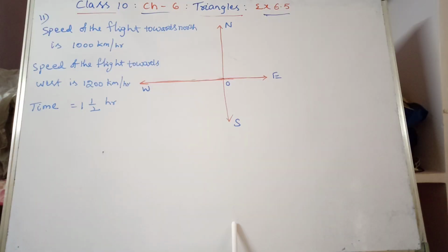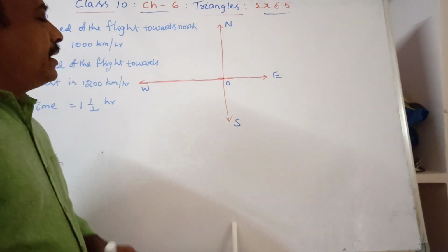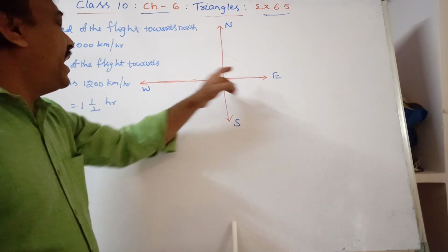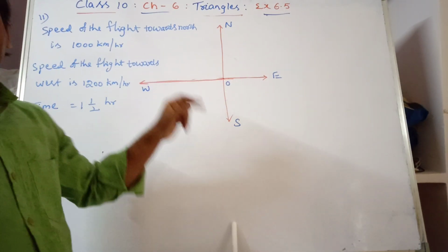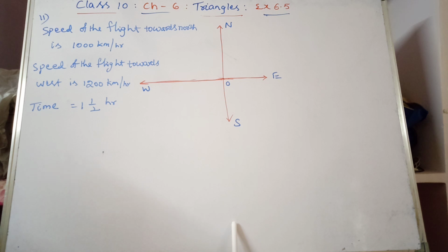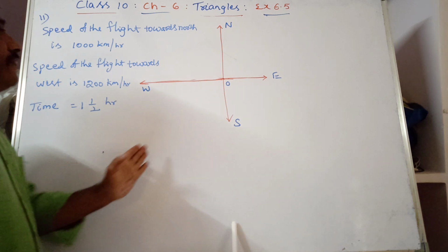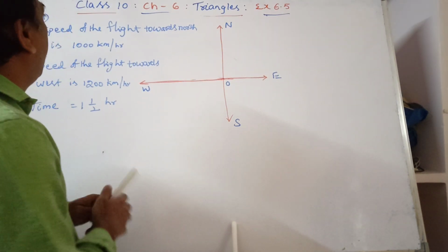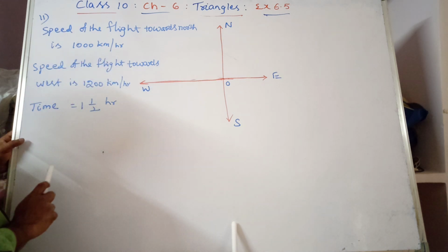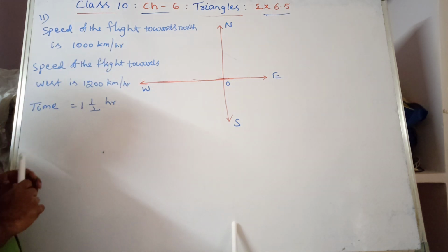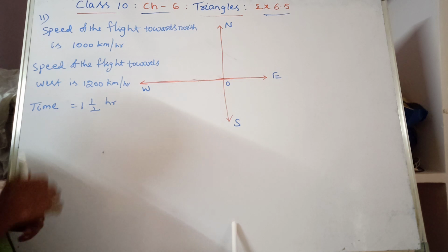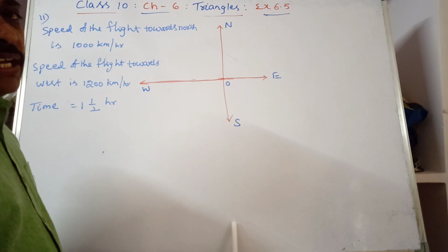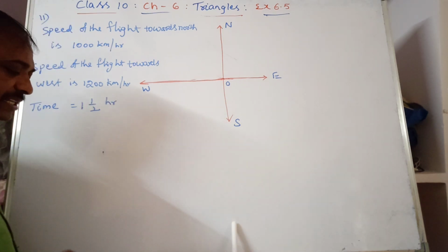Let us see question number 11, which we have read now. One flight is moving towards the north. This is the north-south direction, and the east-west direction. One flight is moving towards the north, one flight is moving towards the west. The speed of the flight towards the north is 1000 kilometers per hour. The speed of the flight towards the west is 1200 kilometers per hour. After 1.5 hours, where are they going to be? That we have to find out.